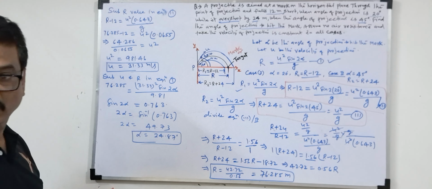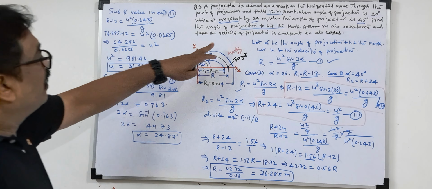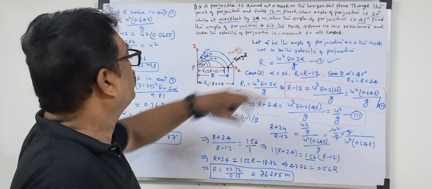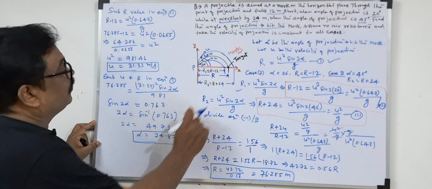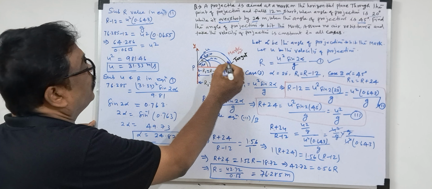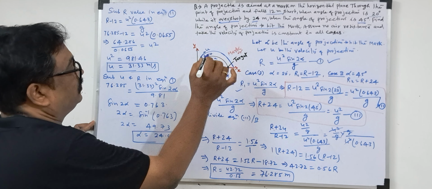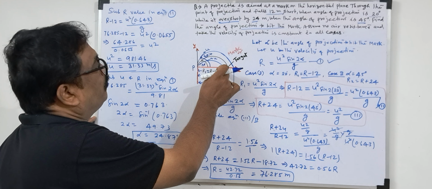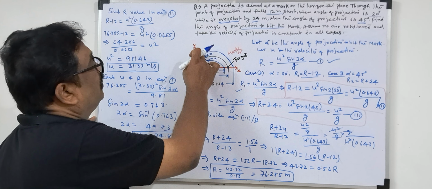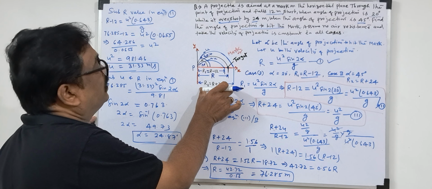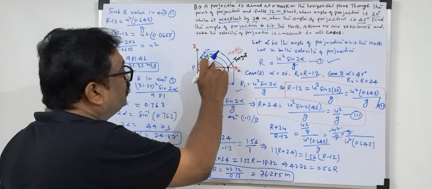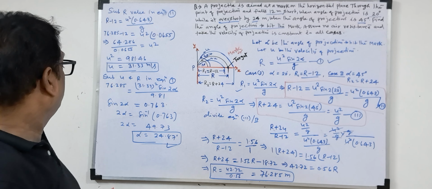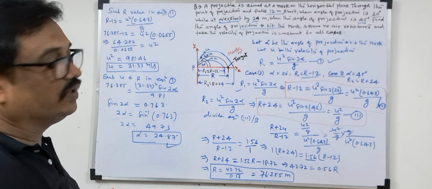So what is this one? The angle of projection. What is the question asking? Find the angle of projection to hit the mark. If you take the angle of projection 24.87 degrees, they hit the target. In the first case, if 20 degrees, it falls short by 12 meters; if it overshoots, it is 24 meters. But what angle of projection will hit the target? 24.87 degrees. So this way we can solve the questions.